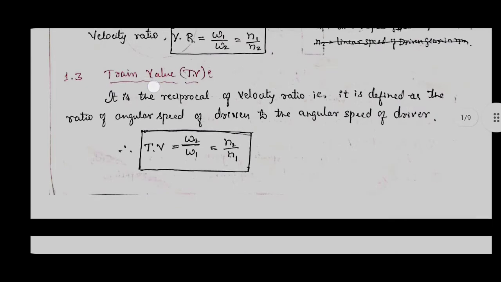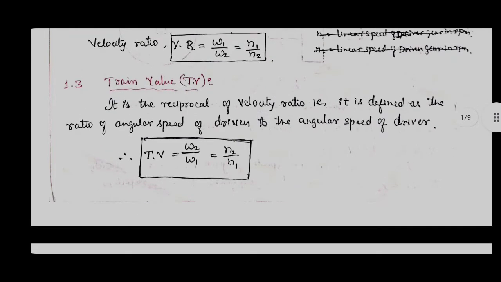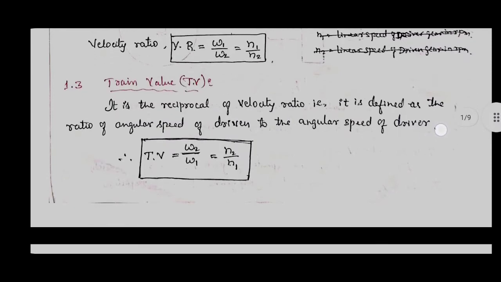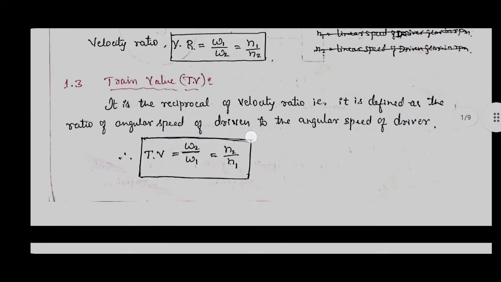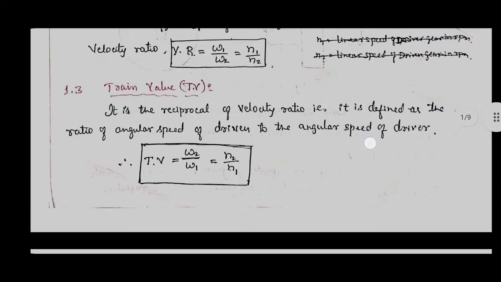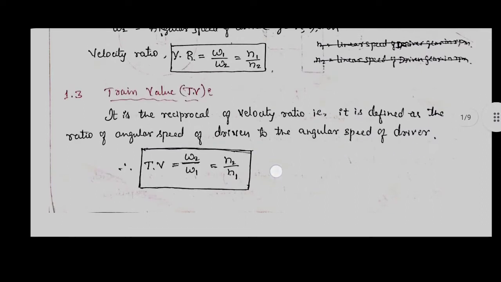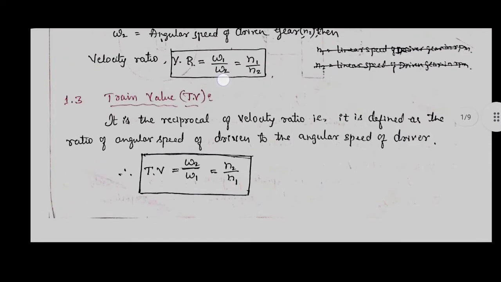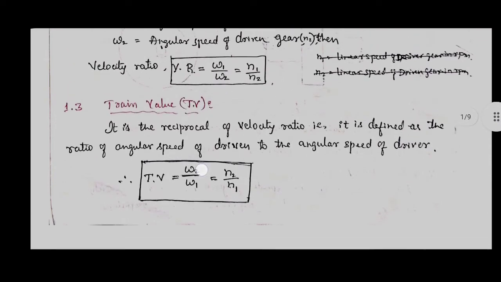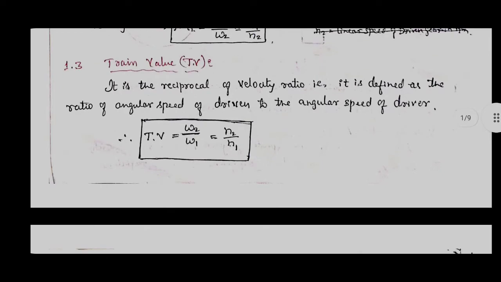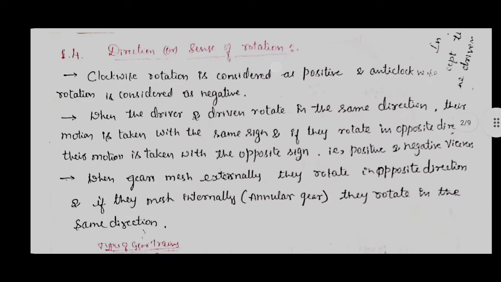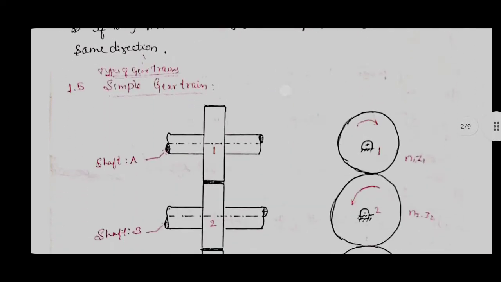Train value: what is train value? It is the reciprocal of the velocity ratio. It is defined as the ratio of the speed of the driven gear to the speed of the driver gear, that is W2 by W1. Velocity ratio is W1 by W2, but train value is W2 by W1, or you can take N2 by N1. The sense of rotation direction is not required for you. We will move on.